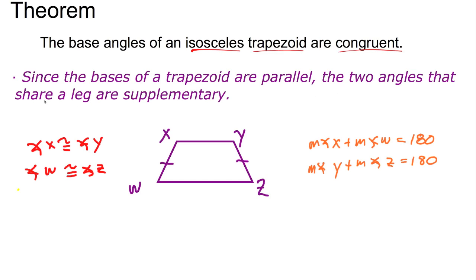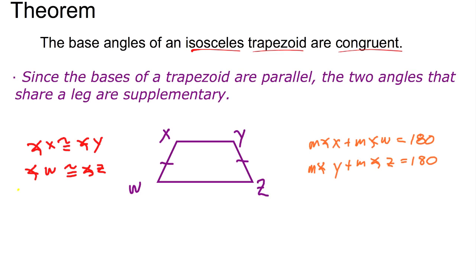So that gives us a relationship for writing equations when we have to solve problems finding the angles of isosceles trapezoids. We know that since the base angles, in this case angle X and angle Y, are congruent, they would be equal to one another. And the same relationship happens with angle W and angle Z because they're base angles.